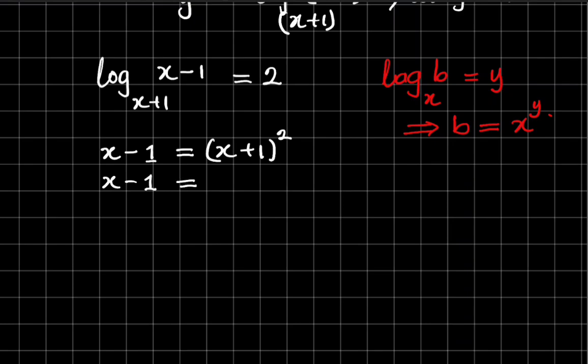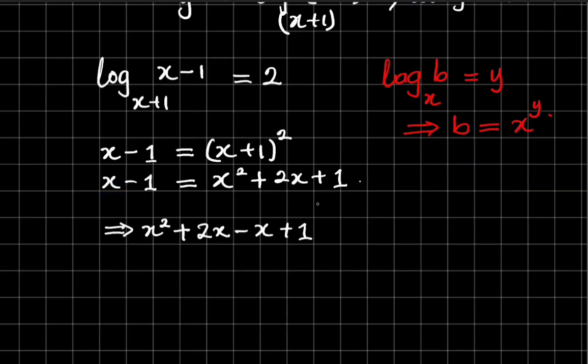So if we expand this bracket, we are going to have x squared plus 2x plus 1. Now we are moving to another quadratic equation entirely. Collecting all these terms, bringing them to this side, we have x squared plus 2x, minus x here, then plus 1, then plus 1 from this side as well.